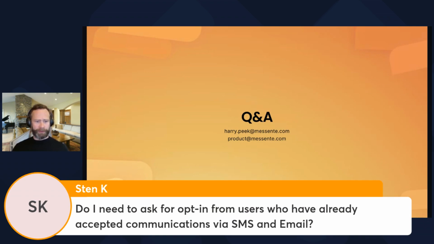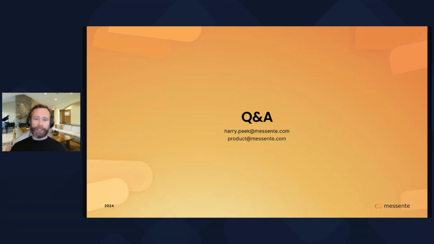Do I need to ask for an opt-in from users who've already accepted communication via SMS and email? Yes, unfortunately you do. This is what they state quite clearly within their policy, that it must be an opt-in specifically for WhatsApp. But as we said, there are different ways of doing that. You could ask them, whilst they're maybe doing another kind of account management step, to also agree to WhatsApp being included. Maybe you do an update to your terms and conditions. Maybe you send them an invite. But there will need to be a specific opt-in for WhatsApp.